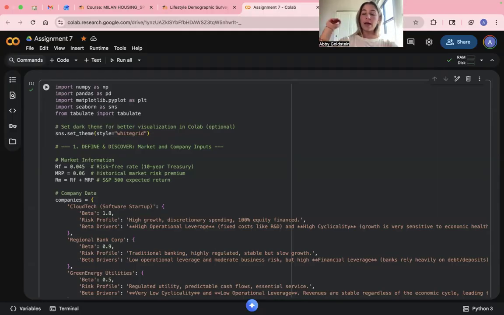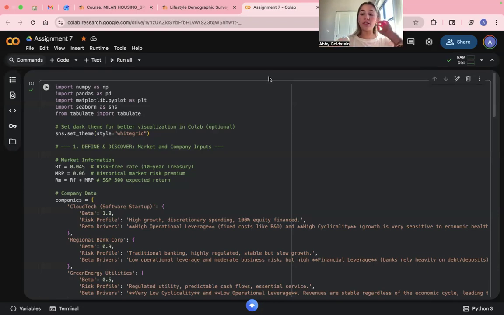The starting point for any CAPM analysis is the market context. We use the following inputs based on our current market data: the risk-free return, which was 4.5% based on the 10-year Treasury, and then the historical market premium or risk premium, the MRP, which was 6%, which gives us an expected market return of 10.5%.